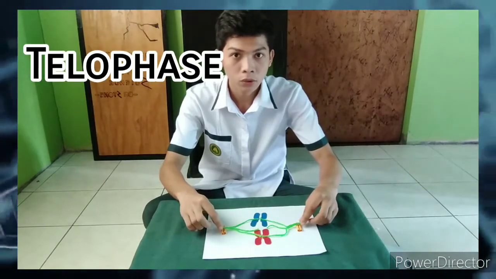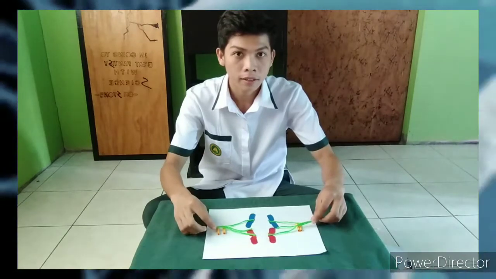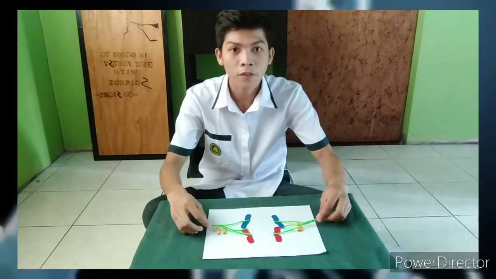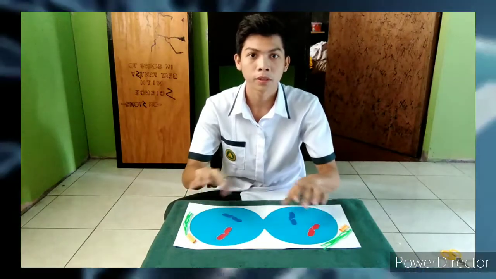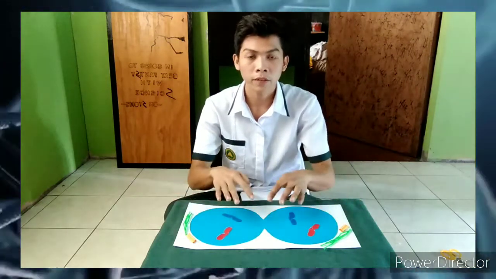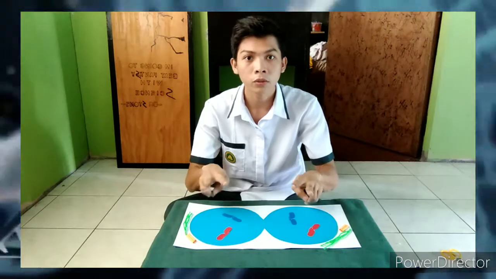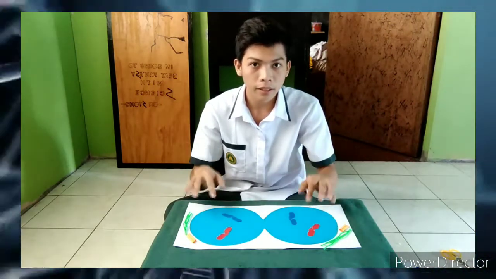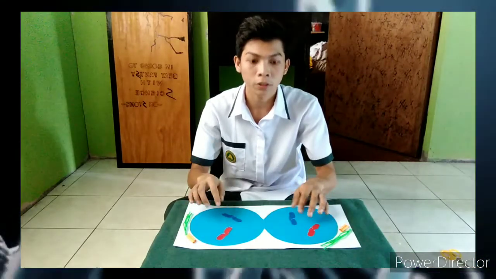These two will now separate from each other and move in opposite directions, toward opposite poles of the cell. Now in telophase, after these two sets of chromosomes reach the opposite poles of the cell, a new nucleus will reform around the chromosomes, forming two daughter nuclei. Inside these nuclei, the chromosomes will start to uncoil.